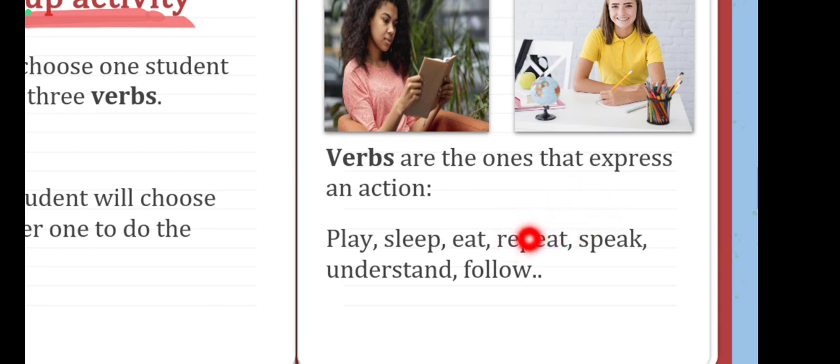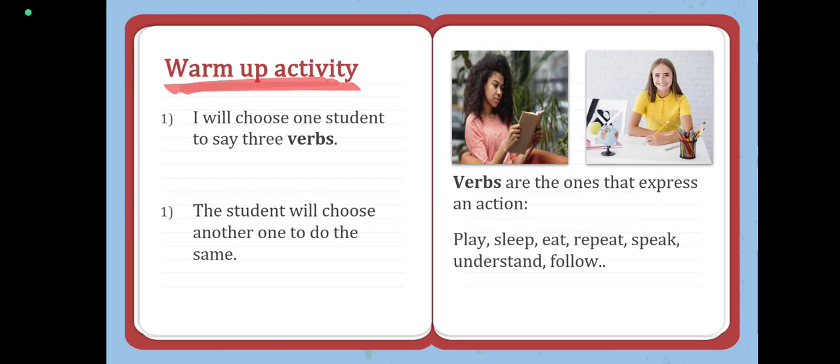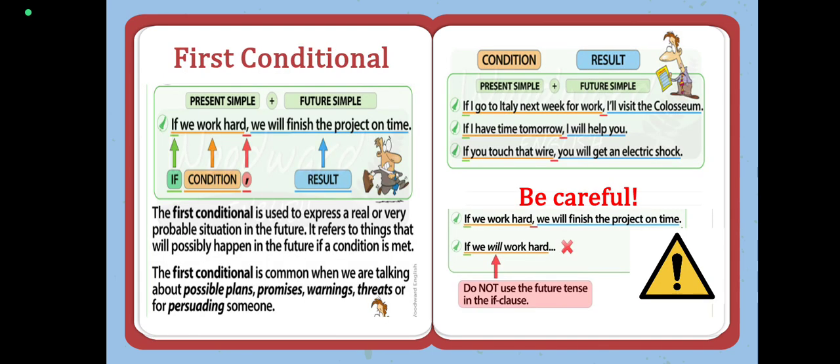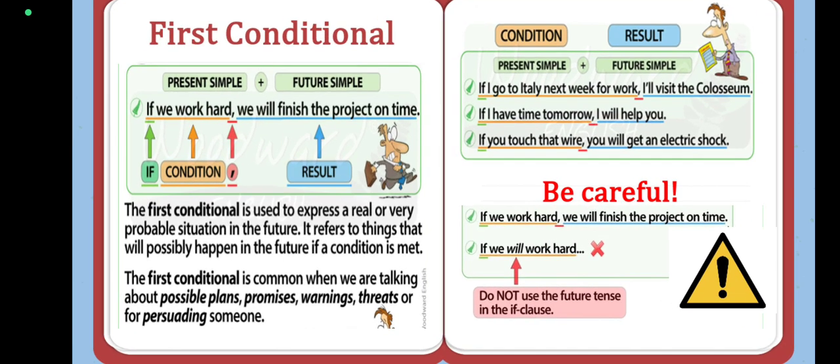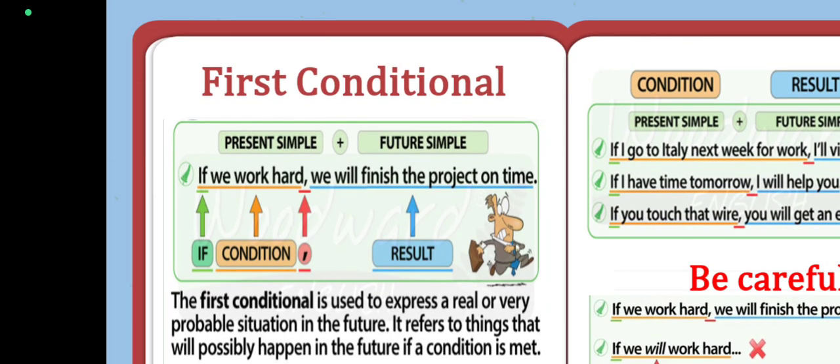So here we have verbs are the ones that express an action, and here we have some examples: play, sleep, eat, repeat, speak, understand, and follow. Do you have any questions? No. Amazing. So here we have, for today's class, we need to know what conditionals are. So let's take a little review.